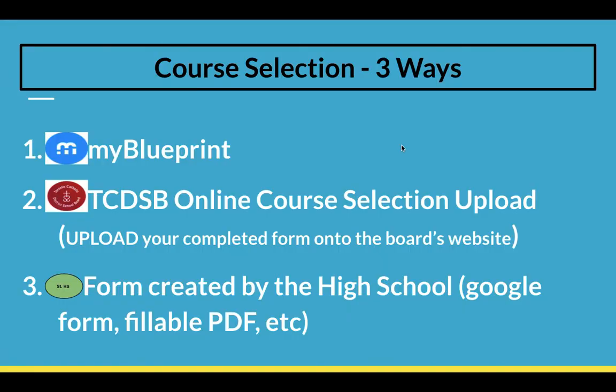Now, course selection happens 3 different ways. Unfortunately, I know it can get a little bit confusing. So my blueprint is one way that high schools are entering courses. Not all high schools are doing that. Another way high schools are doing it is they're sending you a form in your registration package. They're asking you to print it out, fill it out, sign it, take a picture of it, and upload it to the board's website. There is a link in your registration package for that. And then the third way is some high schools are actually creating Google Forms, and they ask you to fill out those forms, or they have fillable PDFs. So please take a look at your package and see what your high school wants you to do.